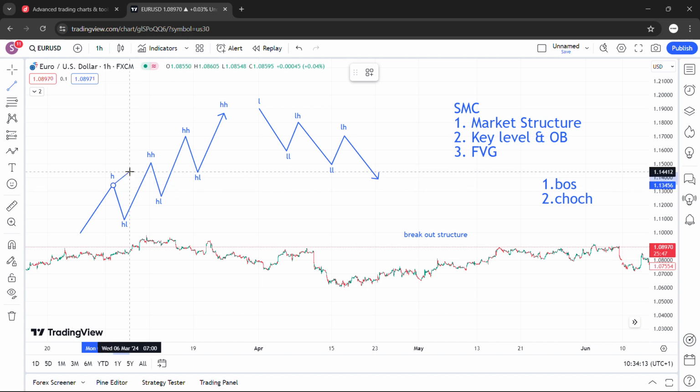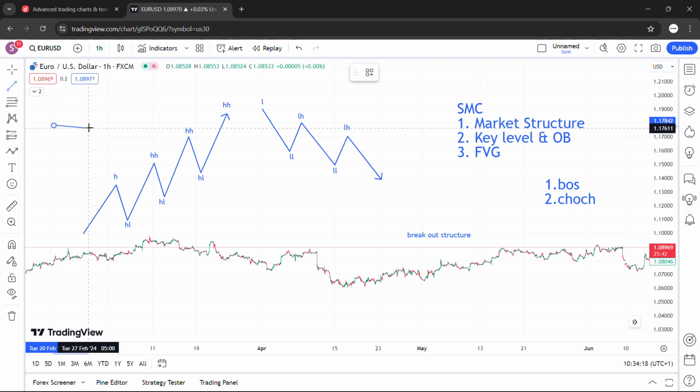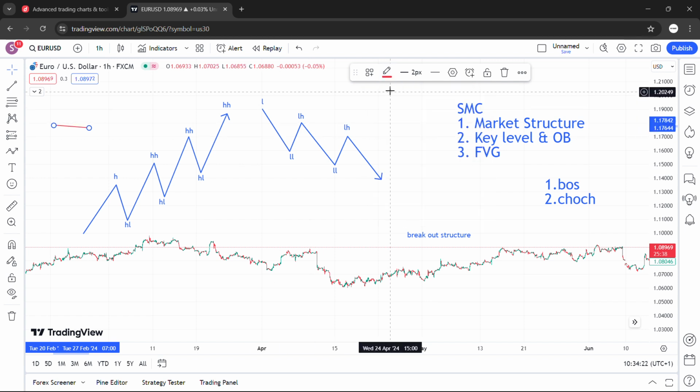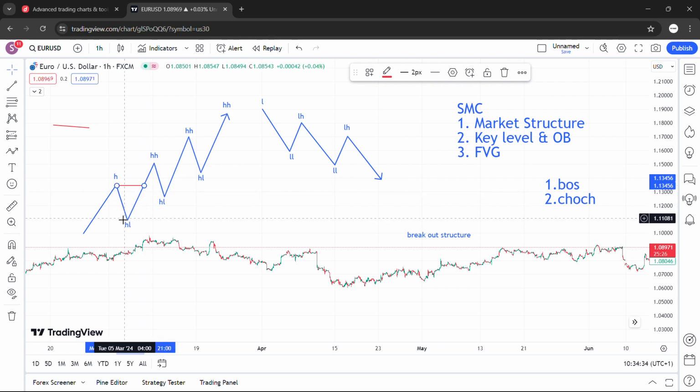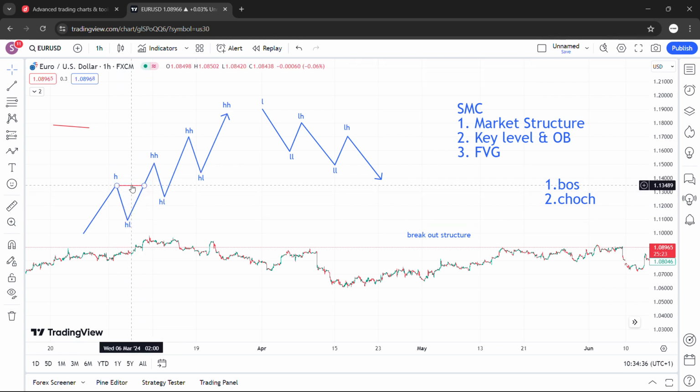Let me change the color of this line so that you would see it much better. Let's use red. So in an uptrend, once you can identify that price has broken past the previous high, it is a BOS. So this over here is a BOS, a bullish breakout structure. So this is a breakout structure over here. Let me write it, breakout structure.